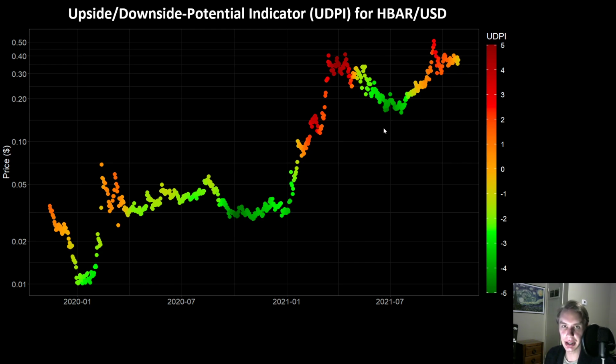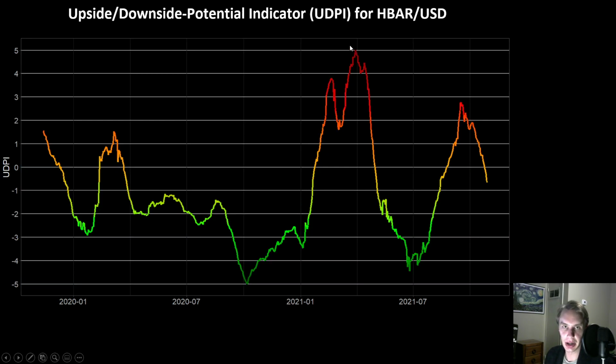And one way that we can see that a little bit better is if instead of graphing it on price and just color coding to the model, to actually just look at the raw output of the model across time. So what I'm showing you now is I'm replacing the y-axis with the UDPI level, so -5 low risk, 5 high risk, and the color coding is just corresponding to those levels.